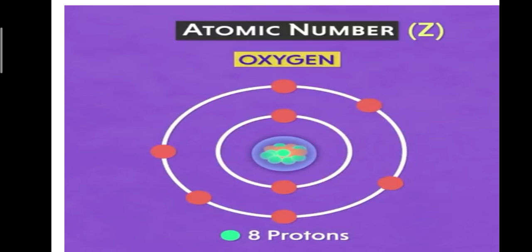So the atomic number of oxygen we have seen. Let's have a pictorial presentation. Here you will see the atomic number denoted by capital Z and oxygen. So this is the atomic structure of oxygen. As we know, oxygen is having 8 protons. So 8 protons means oxygen is also having 8 electrons, because an atom consists of an equal number of protons and electrons.